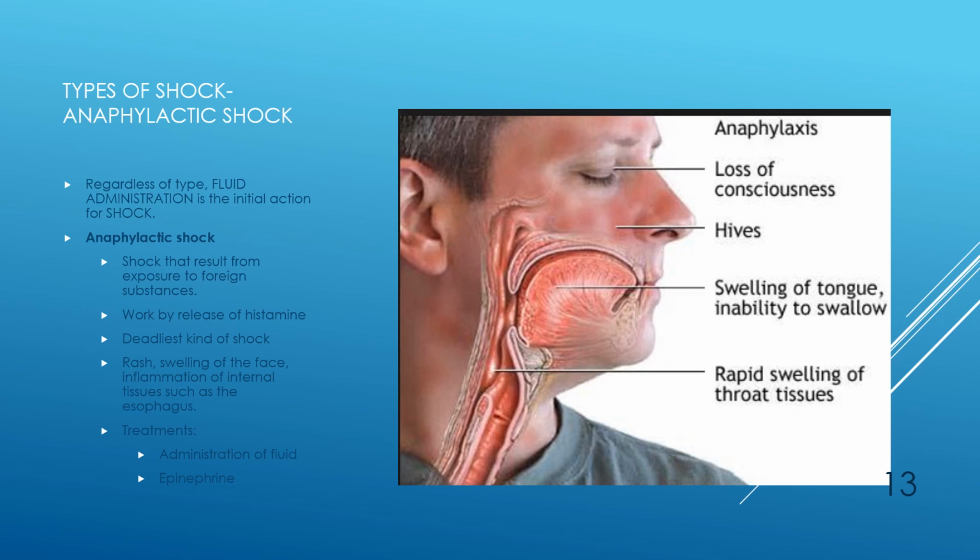Regarding anaphylactic shock, we all have heard about that. That is when you become exposed to some kind of foreign substance. It could be a bee sting, it could be pollen, it could be some kind of food allergy, it could be a protein that you eat, or it could be a medication. Whatever the case is, anaphylactic shock is really, really bad. Basically, there's a great increase of histamine during anaphylactic shock. It's the deadliest type of shock.